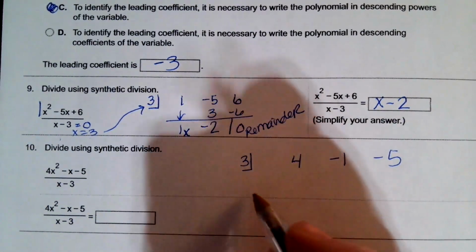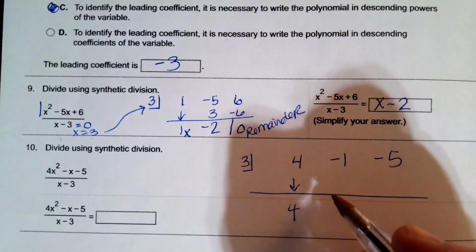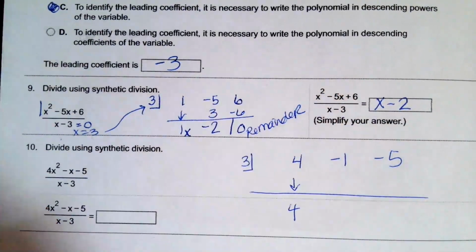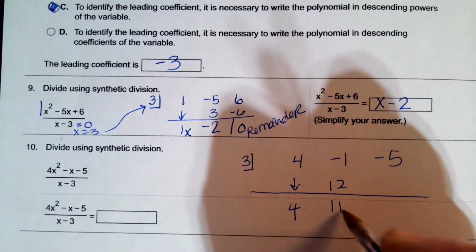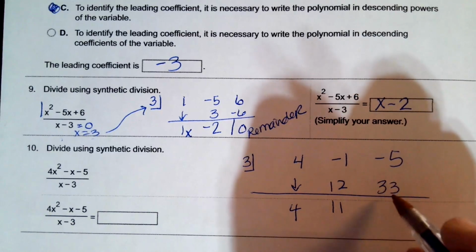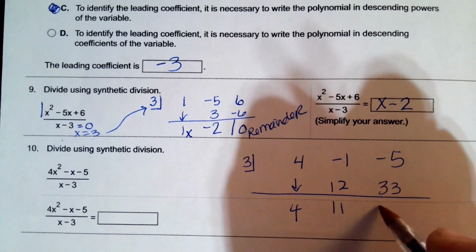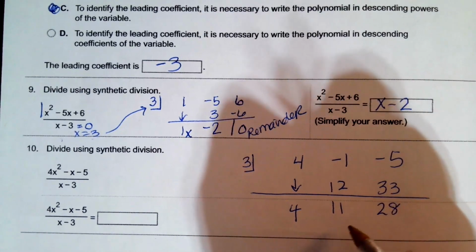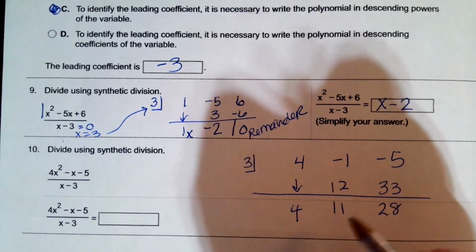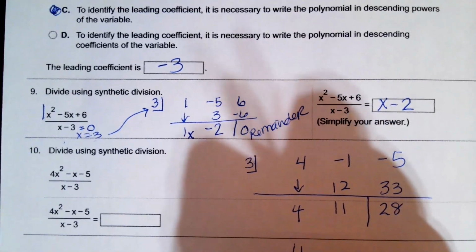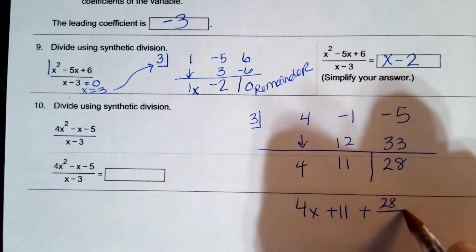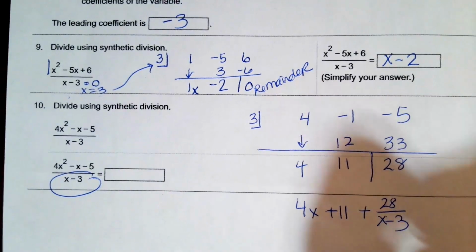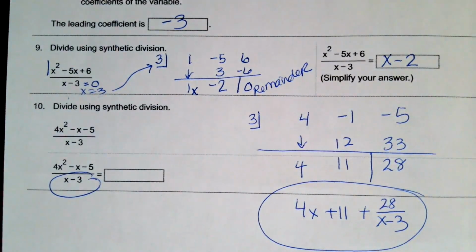Okay, so we get ready for number 10. We drop the 4. Four times 3 is 12. 12 combined with negative 1 is 11. 11 times 3 is 33. 33 minus 5 is 28. So on number 10, we are going to have 4x plus 11. Now here's what you do with your remainder. It's positive, and you put it over the divisor. Okay? So that's our answer for number 10.